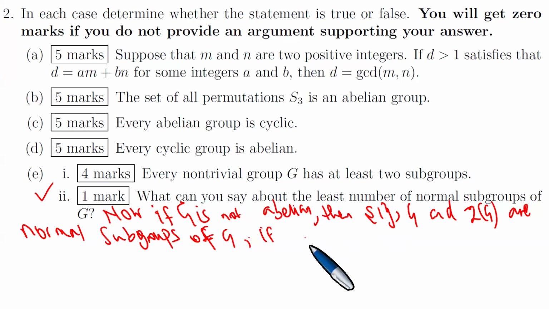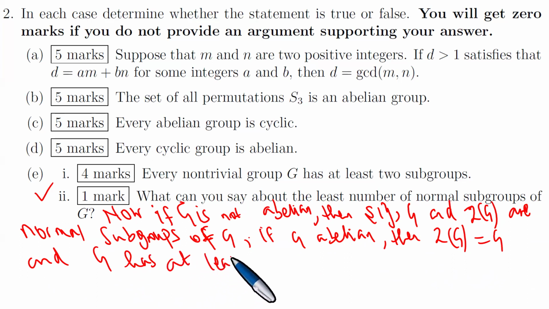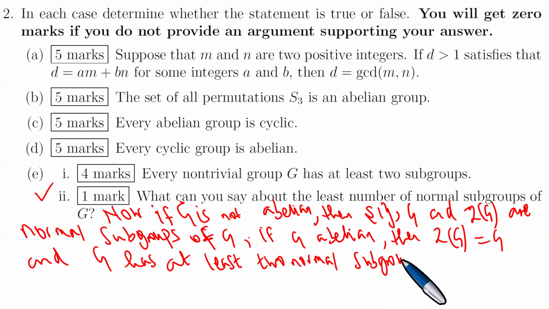If G is abelian, then the center is the whole of G. And G has at least two normal subgroups, namely 1 and G.